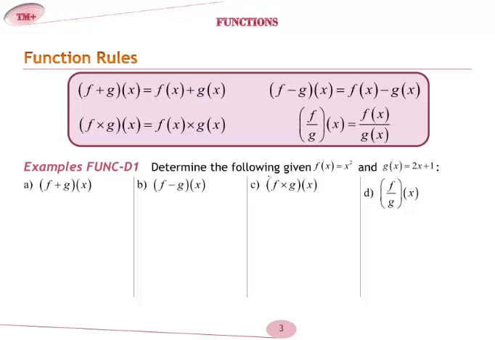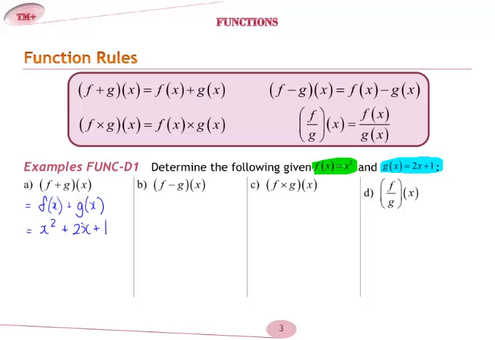Here I have to determine the following, and I'm given two functions. I've got the function f of x is x squared, and the function g of x is 2x plus 1. So my first one here says f plus g of x. According to the rules, f plus g of x is simply f of x plus g of x. Okay, f of x is x squared, g of x was 2x plus 1. So that's it, you're done.